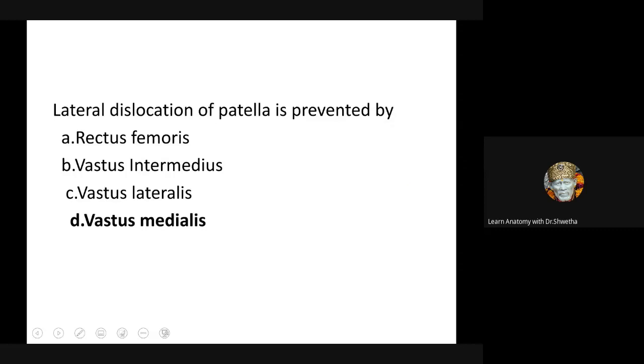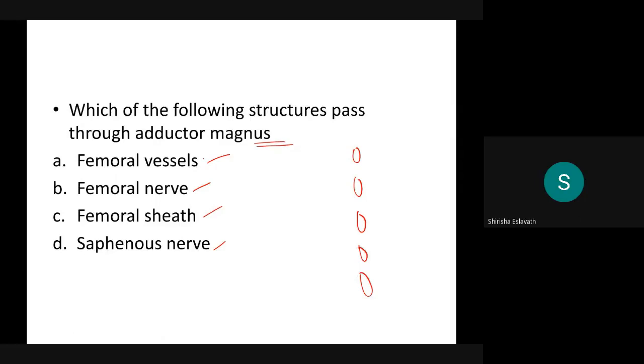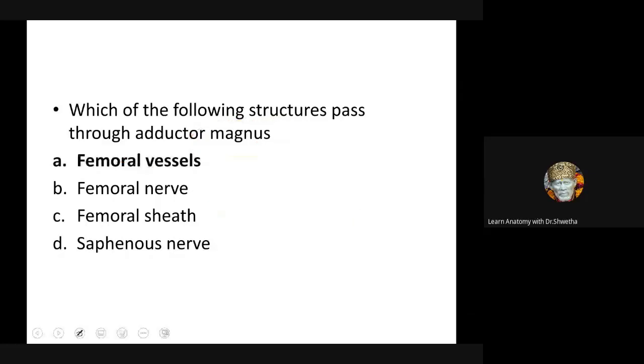Which of the following structures pass through the adductor magnus? Femoral vessel, femoral nerve, femoral sheath, saphenous nerve. Femoral vessels. See, don't get confused. Adductor magnus has 5 openings, right? Femoral vessel passes through the 5th osteoaponeurotic opening. Don't get confused with the adductor canal. Adductor magnus is asked. So it is the femoral vessels. Very good.